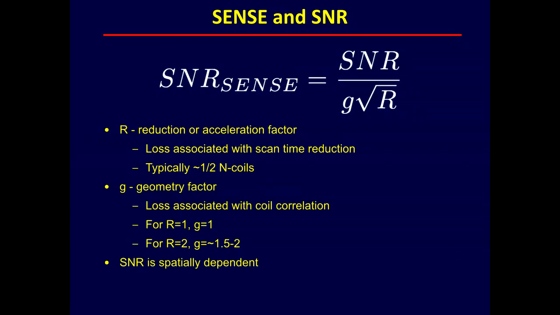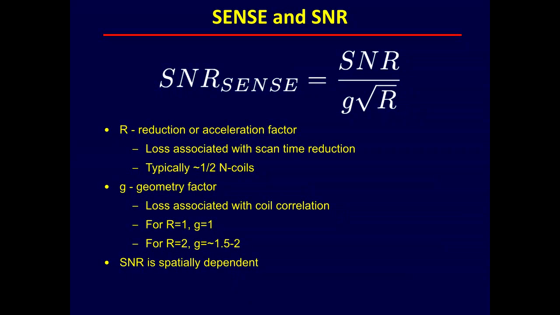And another thing is that SNR is spatially dependent. That's a phenomenon that you don't see in a traditional Fourier encoding. When you do a Fourier encoding, you're assuming all the noise is white noise, and when you do a Fourier transform of that, it's still not spatially dependent. SNR is the same everywhere, theoretically, okay?